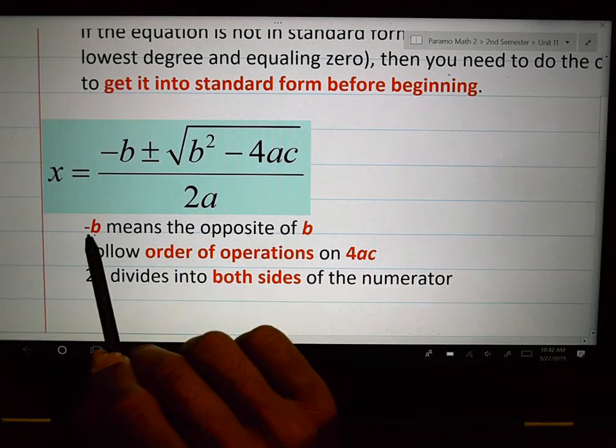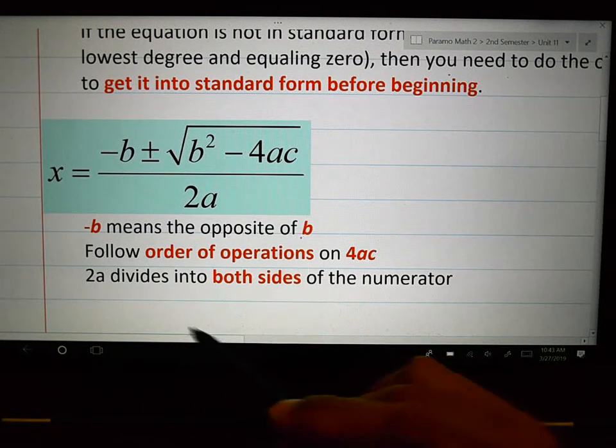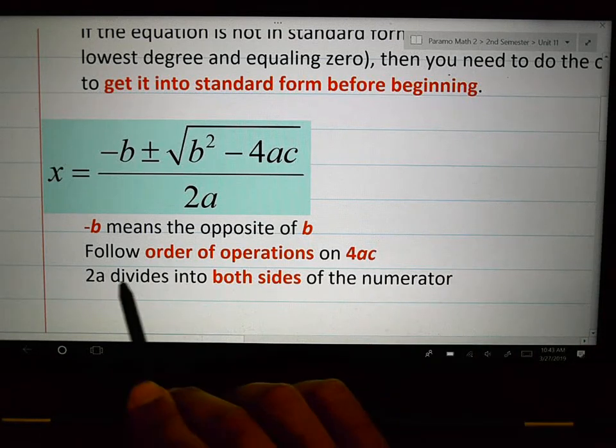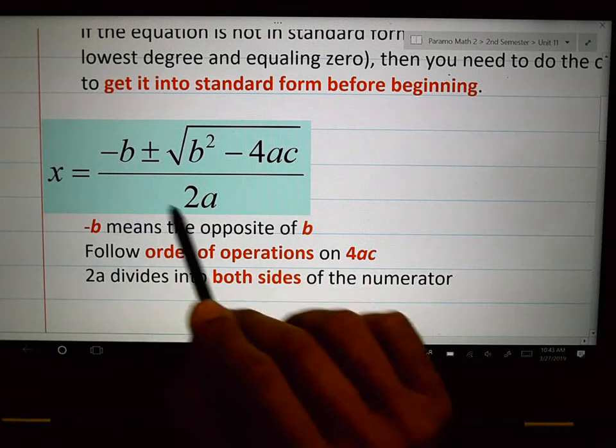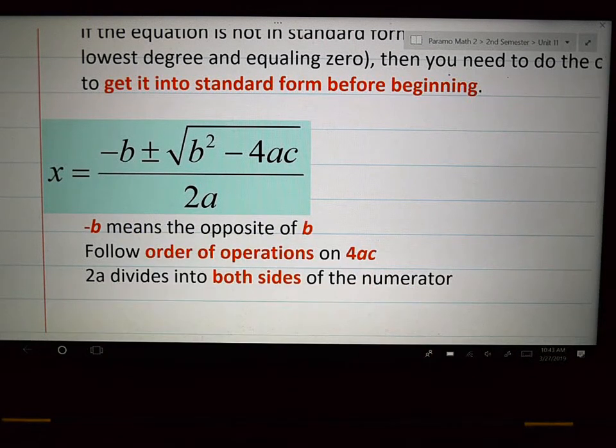Negative b does not mean that b is going to be negative. Negative b means the opposite of b. Sometimes b will be negative, sometimes b will be positive. We follow order of operations, and this 2a goes into both this piece and into this piece. So don't forget to split it to see if it reduces. I'll show you some examples.